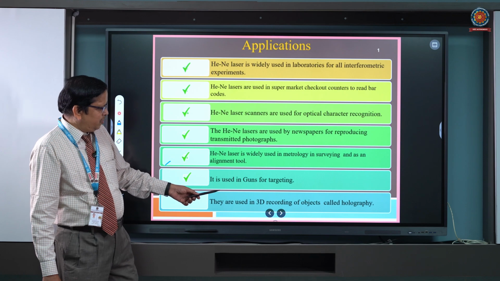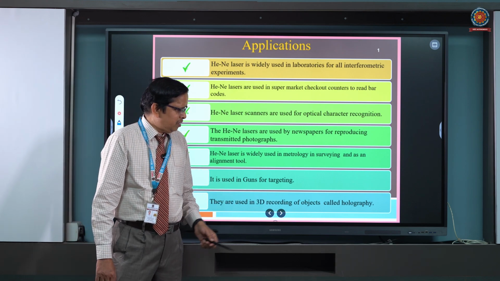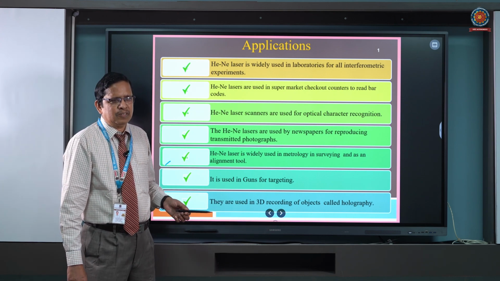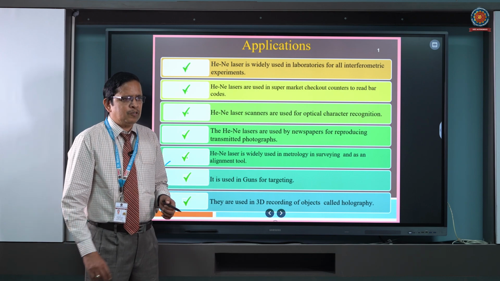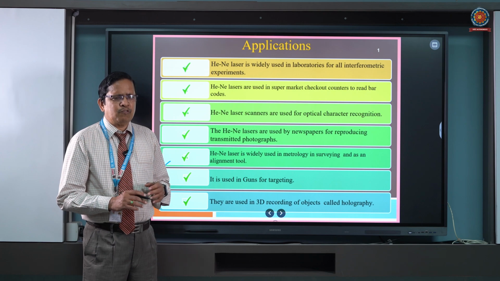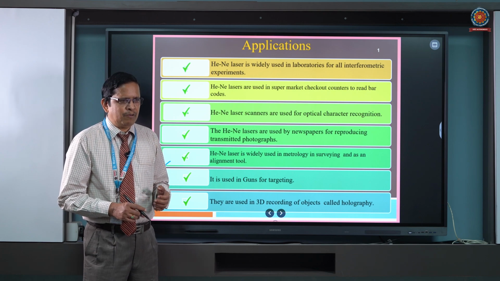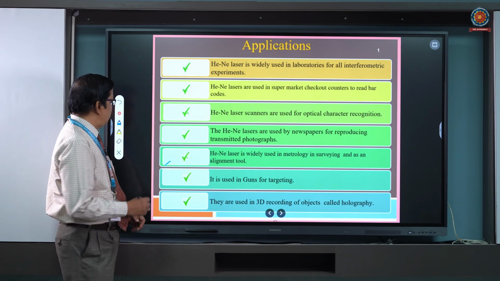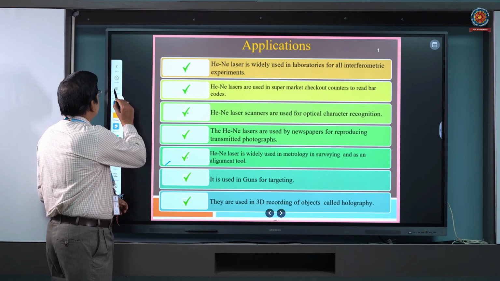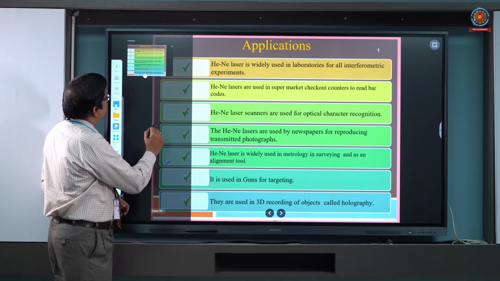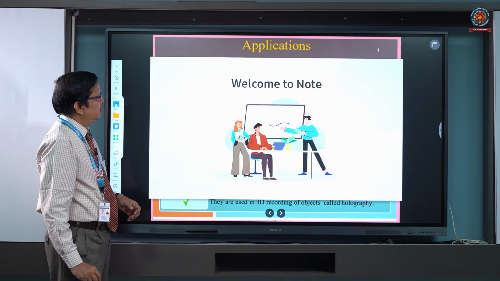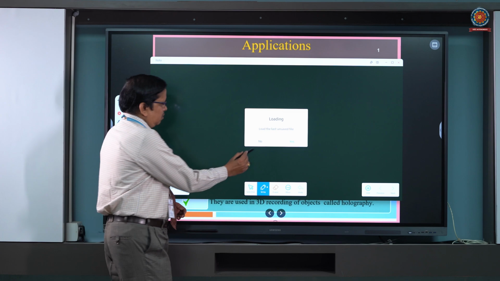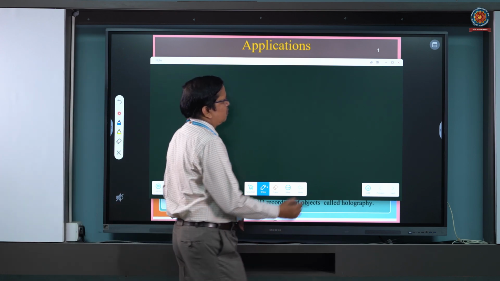Then they are used in 3D recording of objects, that is called holography. Holography is a field that is used to produce three-dimensional photographs. In that, we use a laser beam to make the three-dimensional photograph, and of course to view the three-dimensional photograph we require the laser beam again. So these are some applications. Now I want to tell about the components of a helium neon laser. So I will explain what these components are.